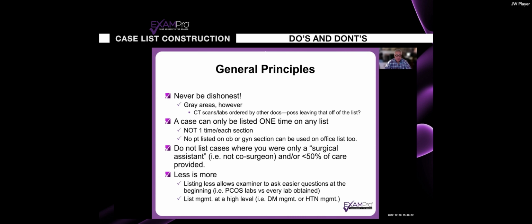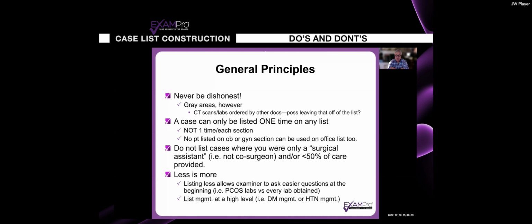Okay, so a couple general principles. When you're putting your list together, and actually when you're defending your list, you never want to be dishonest. I'm sure you wouldn't consider that anyway, but just to put it out there. There are some gray areas, however, and by that I mean you don't necessarily have to list every single radiographic study that was done on a particular patient or every lab that was done on a patient.